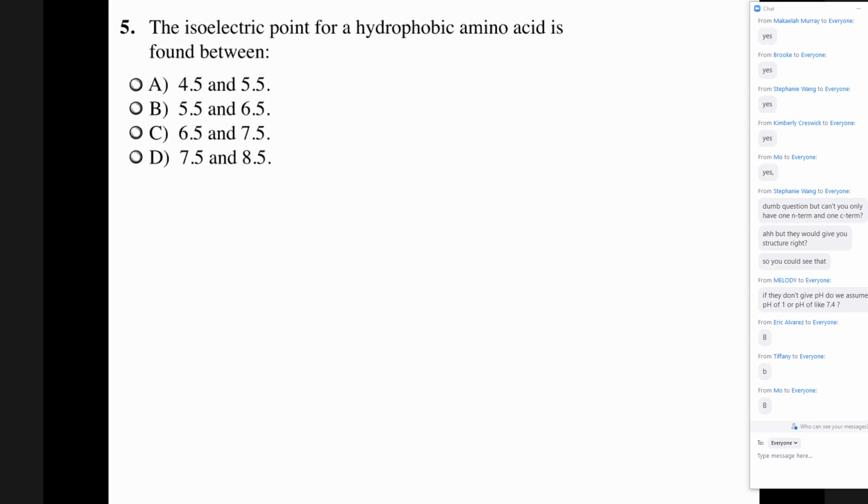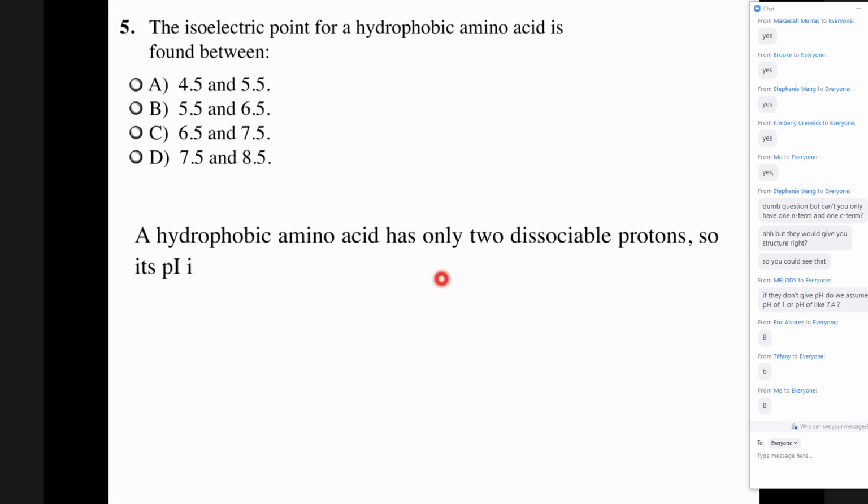No matter what they give you, if you want isoelectric point, start at pH 1, always go up a titration curve. It's easier to pick one way and do it the same way every time instead of trying to have different ways. You're still going to get to the same point. So in this case, hydrophobic means average 1 and 2.